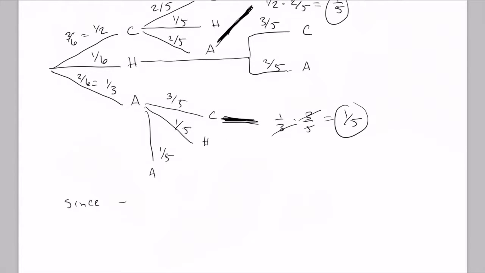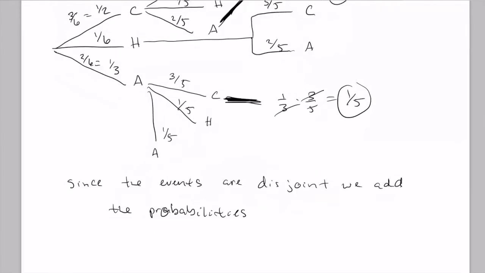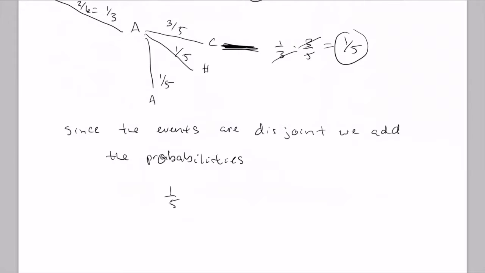Since the events are disjoint, we add the probabilities. So we have 1/5 plus 1/5 equals 2/5. So that's my answer.